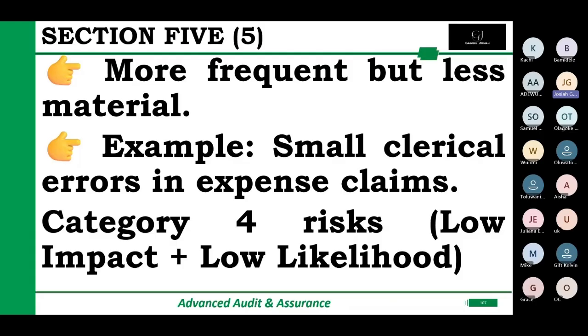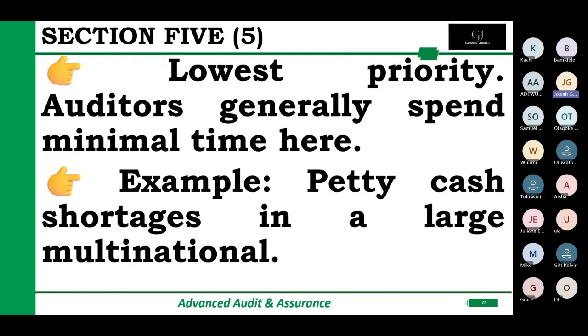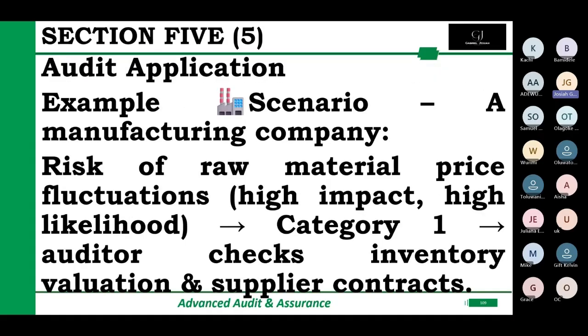And category 4 speaks about risks with low impact and low likelihood. So that should generate the lowest priority or attract low attention. The auditors generally spend minimal time here. So for example, petty cash shortages of 50 naira or 100 naira in a large multinational company are inconsequential. So such risks should not waste the auditor's time.